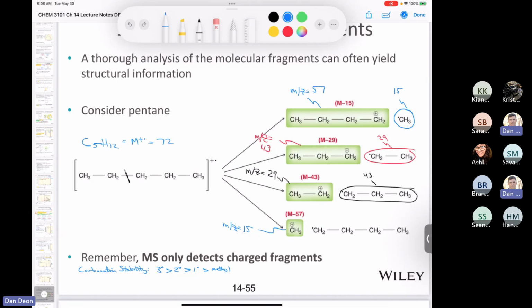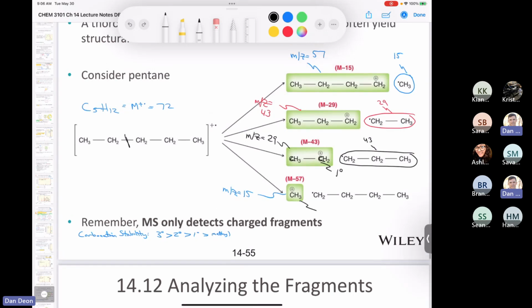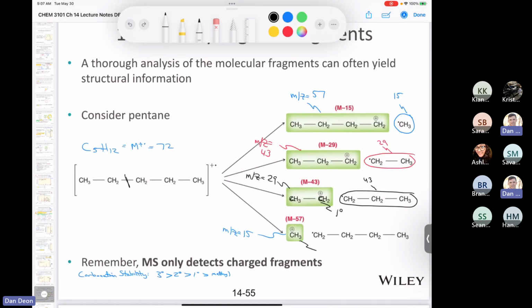So why would it fragment preferentially to lose the propyl group rather than a butyl group? Well, the reason is because the carbocation that you get when you lose the propyl group, this one here, is a primary carbocation because this carbon is attached to one carbon, but this one here gives you a methyl carbocation, and a methyl carbocation is less stable. So it's preferentially going to give you a primary carbocation over a methyl carbocation.